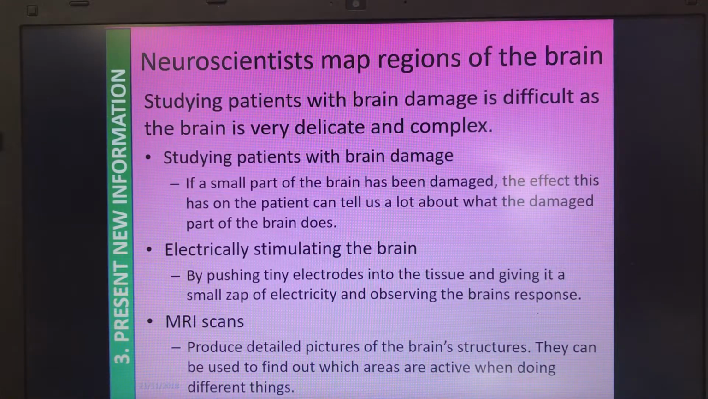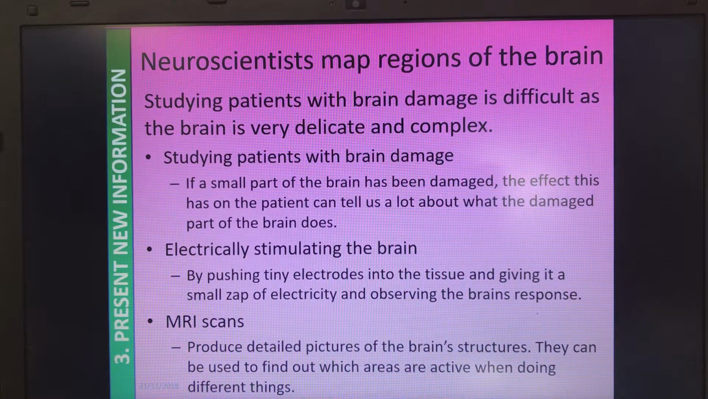So mapping the brain, finding out more about the brain, is a really difficult thing to do because you need to see how a person is responding when different things occur to their brain. So when it's stimulated, what kind of response do we see happening at that time? So neuroscientists map regions of the brain, and it's done using 3 different methods.